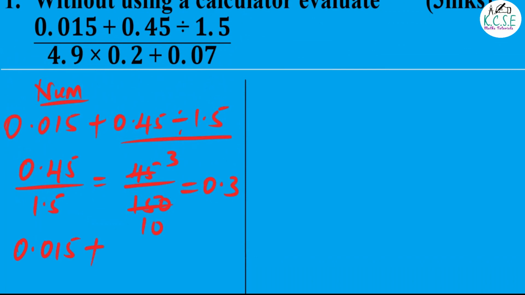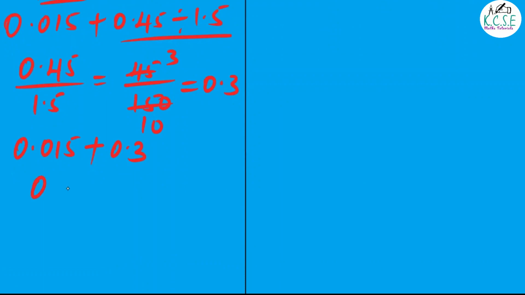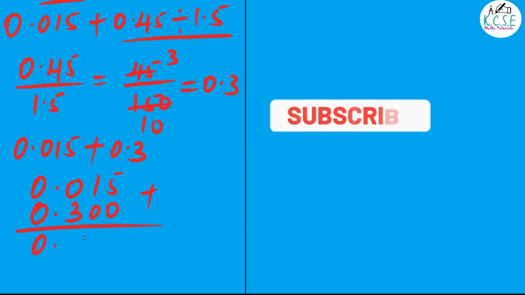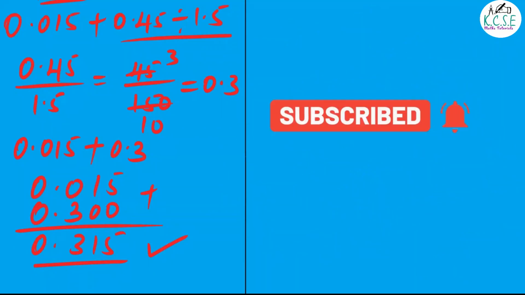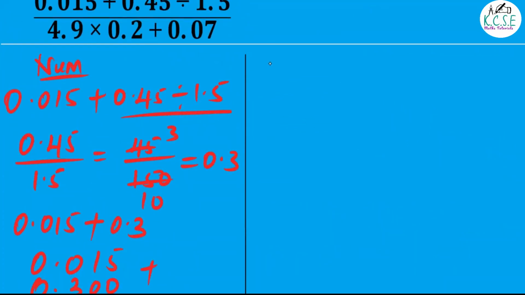Now we have 0.015 plus 0.3. So we add these. 0.015 plus 0.3. So the others can be 0. So this gives 0.315. So this is the solution in the numerator. Let's go to the denominator.